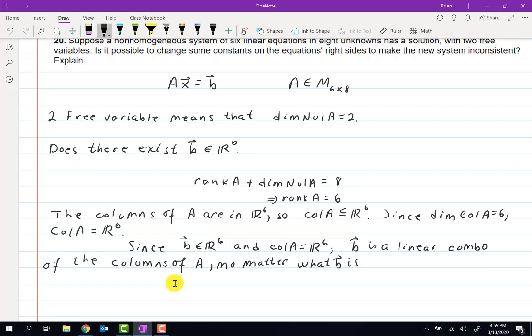So what is the answer to this? Is it possible to change some constants to make it so that you don't have a solution? No, the answer to this question is no.